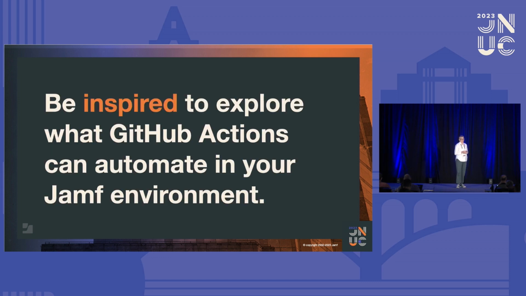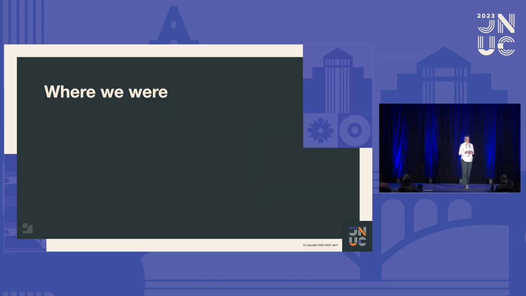So even if you don't remember anything or don't learn anything from this talk, I at least want you to be inspired to explore what GitHub Actions can automate in your Jamf environment. So I'm going to start with a little story. And I think the story or parts of the story might be familiar to some of you or all of you. Well, I started at Fastly in January of 2022, and one of my first tasks was to fix an AutoPkg recipe that was no longer updating its associated policy in smart groups when a new version was released.